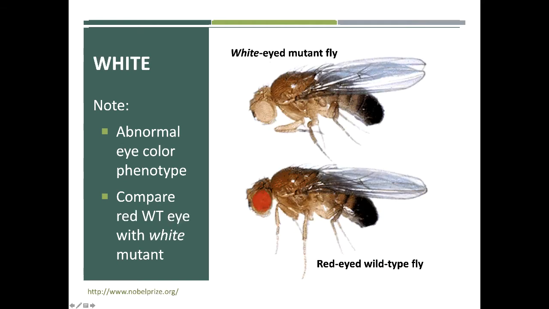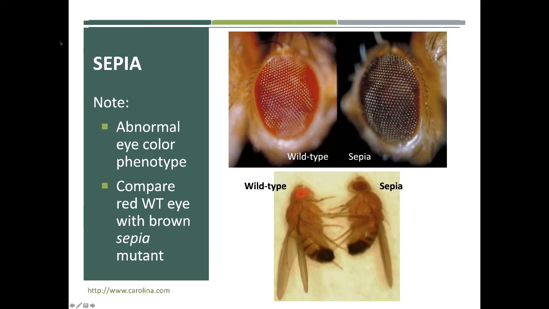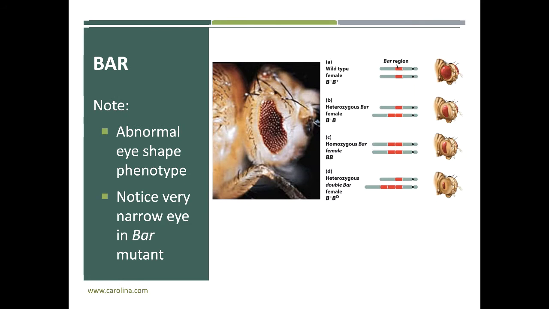White is also a pretty easy mutant to identify because instead of this big old red eye, they have this big old white eye. So sepia here is also an eye color mutation. Wild type, of course, is this big old red eye, and sepia has this darker eye, almost like a very dark red color. Bar is a very interesting mutation.